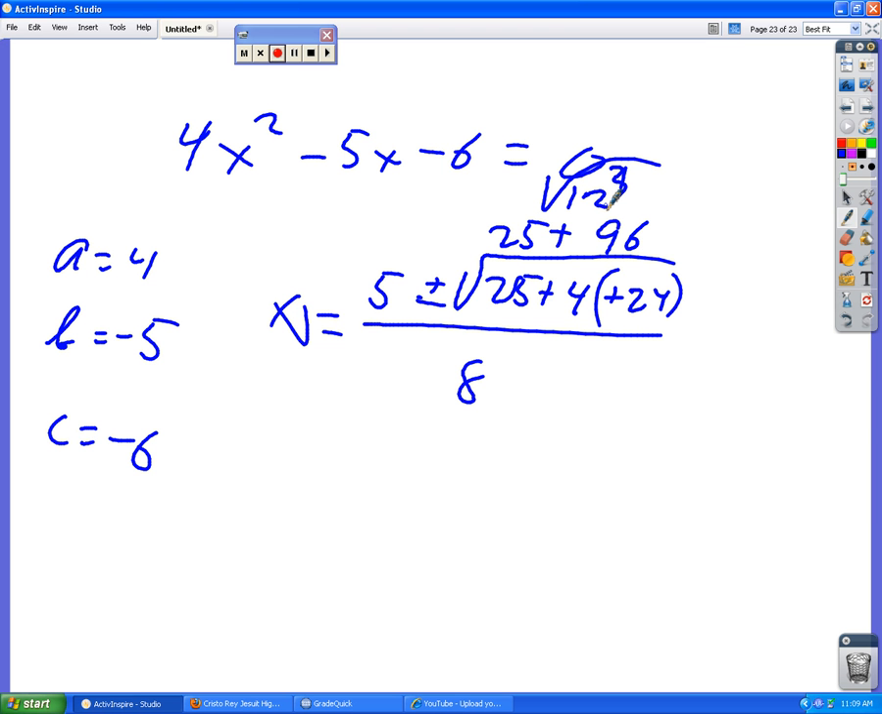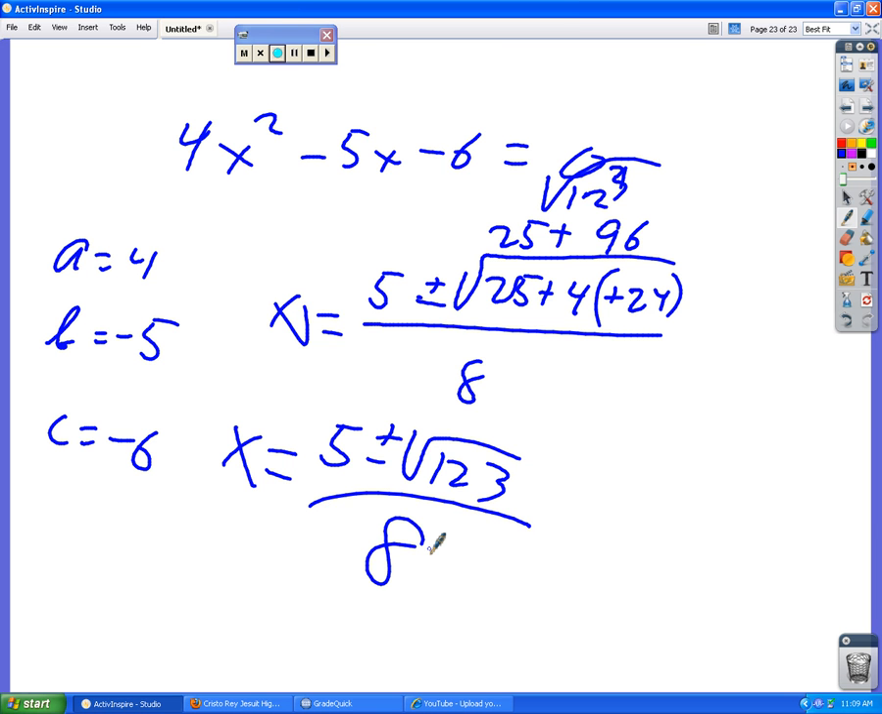All right, so what's my answer? 5 plus and minus the square root of 123 all over 8, and I'm done. No decimals. This is not a perfect square. We stop right here.